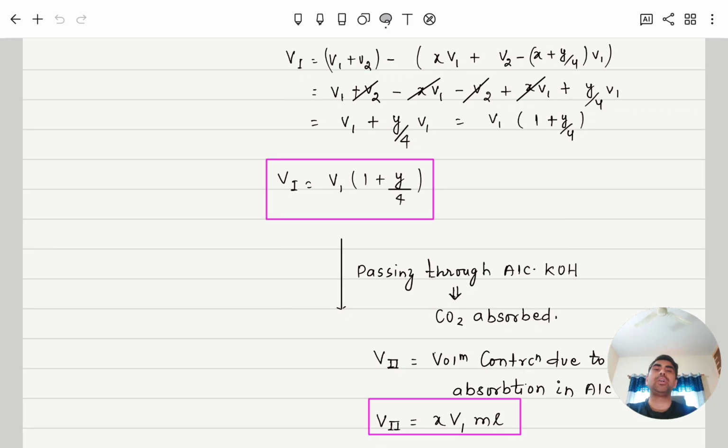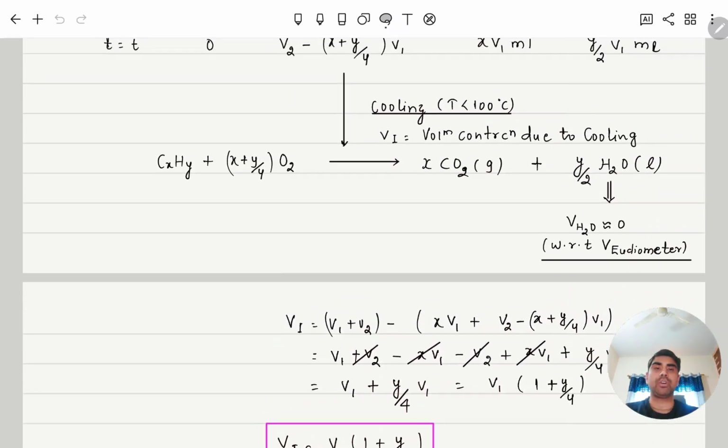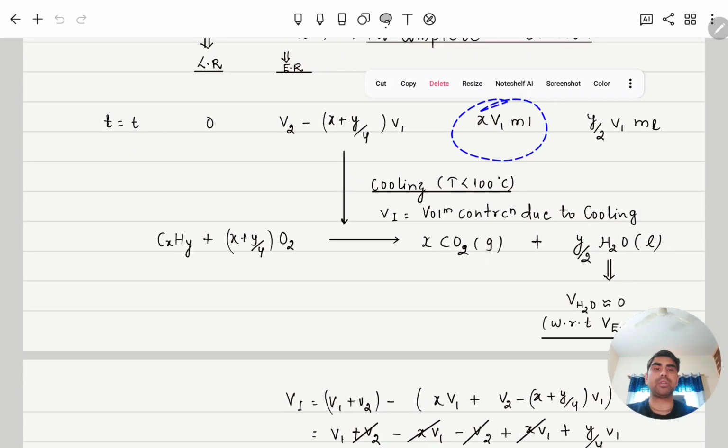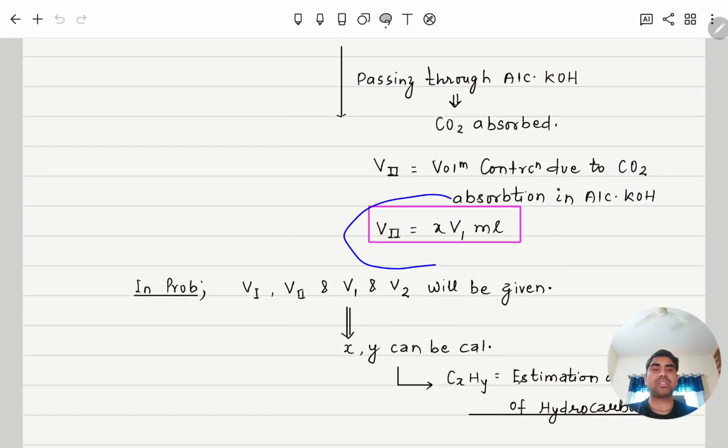CO2 will absorb. So how much will it absorb? It will absorb x V1, because the volume of CO2 is x V1. So overall, the second contraction will be x V1. Clear? So in the question, what will be given? V Roman 1, V Roman 2, and the volume of hydrocarbon and the volume of oxygen in excess reagent will be given. So from here we can calculate x and y.